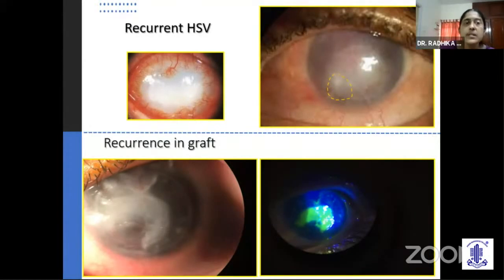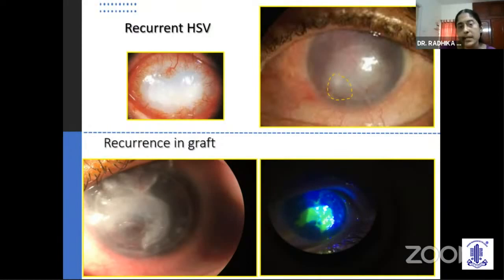A word about corneal grafting in HSV: not to do as much as possible because these are high-risk grafts, unless the patient is visually very handicapped. You see in the panel below the two photos which show recurrence of HSV in the graft. How do you know that this is not just an epithelial healing problem or something else happening in the graft?